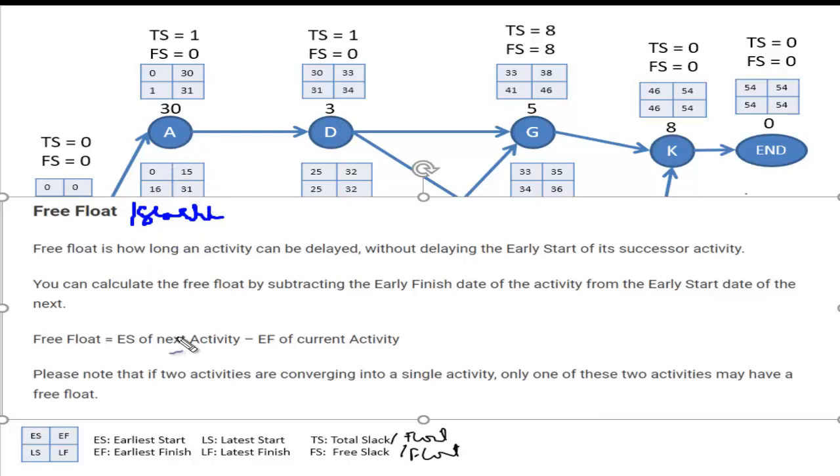So how do we calculate that? We subtract the early finish of the activity from the early start of the next activity. If I'm talking of A, this is the early start of the next activity, minus the early finish of the activity I'm talking about. That's 30 minus 30, 0. So let's try to calculate these things now.